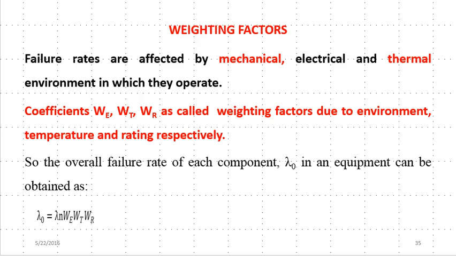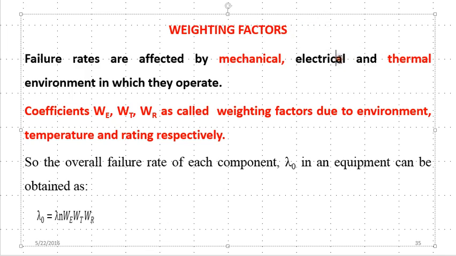Now we go to another segment which deals with what we call weighting factors. What are these weighting factors? As we know, any component that is used can be affected by mechanical vibration, by electrical variation, by temperature variation of the environment, and other parameters like humidity. So for this reason, we bring up what we call weighting factors. That is the amount of effect these things will have on the reliability and the failure rate of the device.